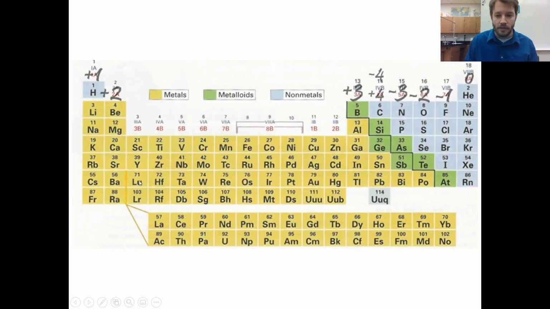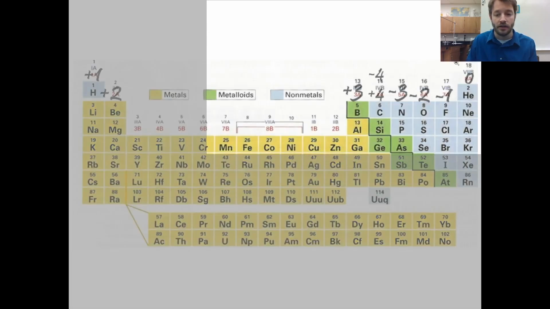Just looking at the representative elements, the taller groups 1, 2, 13, 14, all the way to 18, we could very easily predict the most likely charge these atoms are going to take. The alkali metals all take on positive 1 charges, the alkaline earth metals take on positive 2 charges, strictly because the alkali metals have 1 valence electron that they're going to lose, and the alkaline earth metals have 2 valence electrons that they're going to lose, taking on positive 1 and positive 2 charges.